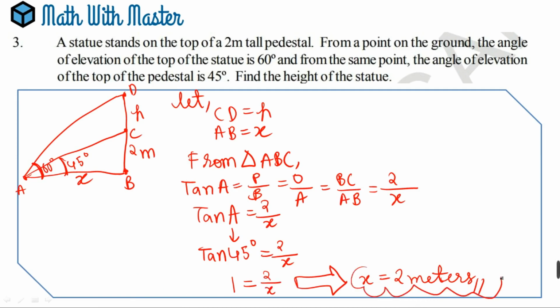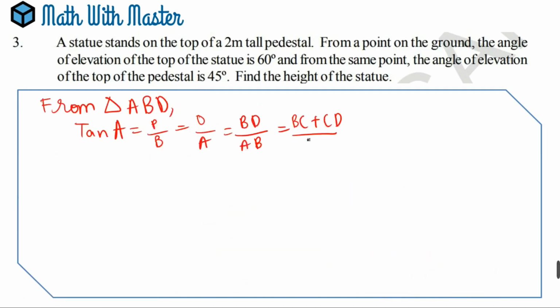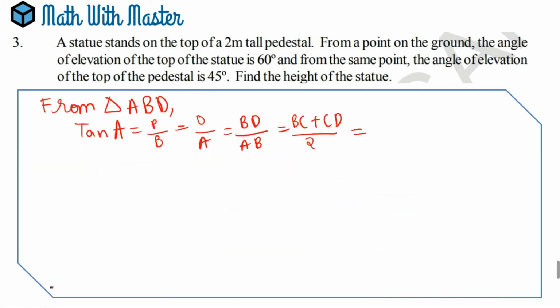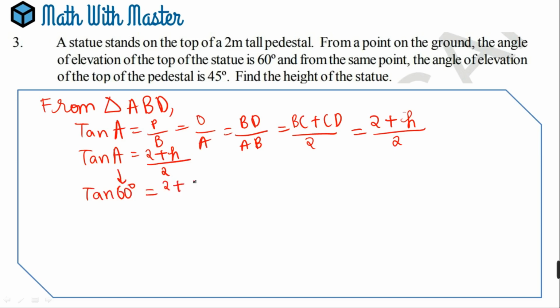This is 2 meters. So this is 2. So what is BC now? BC is 2 and CD is h. So BC is 2 plus CD is h, 2 plus h upon 2. So tan A is equal to 2 plus h upon 2. Now instead of angle A, I can write the value of A, which is 60 degrees. Tan 60 degrees is equal to 2 plus h upon 2.